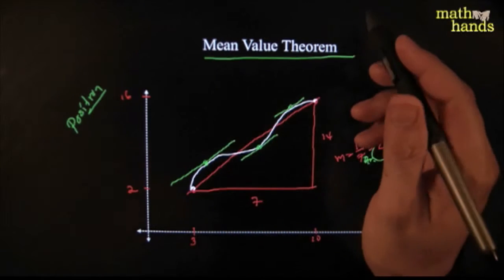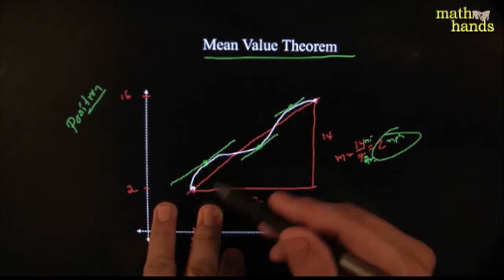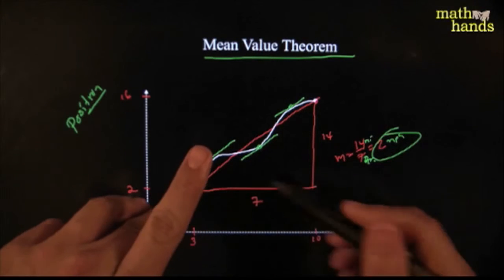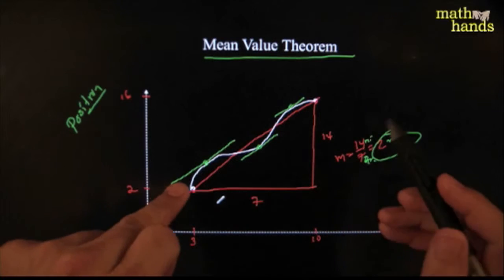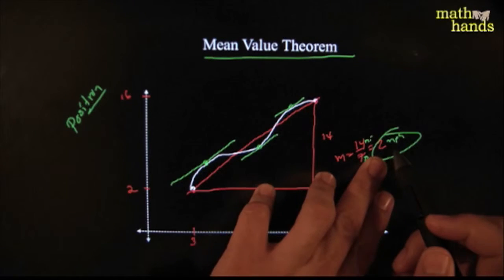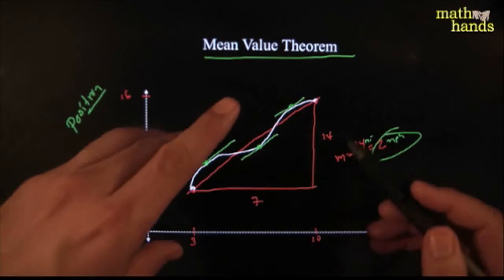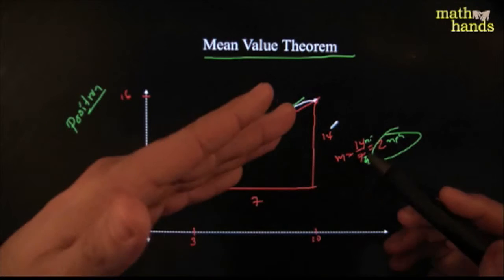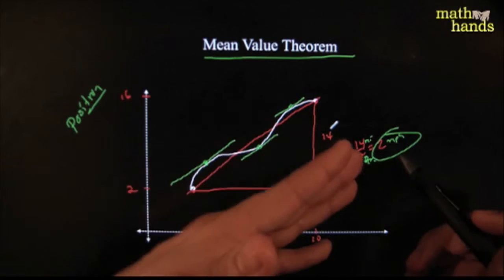The mean value theorem adds something to that. It says, hey, at some point or another, at least once within this period from 3 to 10, you had to be going at exactly the same speed as the average speed. The average speed is 2 miles per hour. You couldn't have always been traveling at lower than 2, because if you had been traveling at lower than 2, you couldn't have averaged 2 miles per hour.